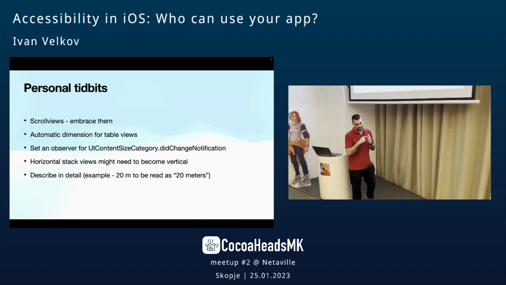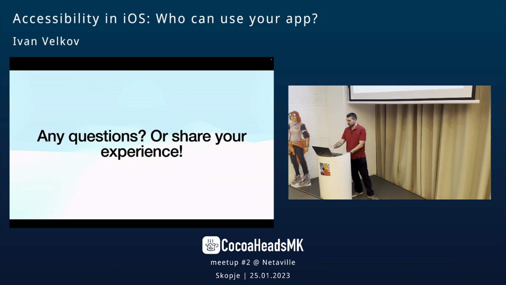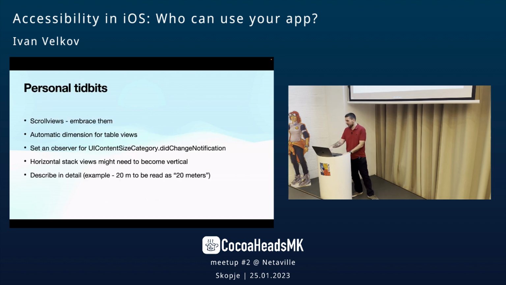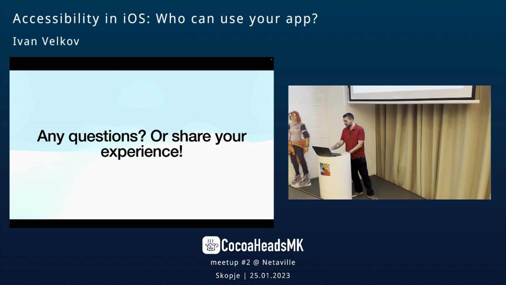If you have a label that has 20 meters, write it in the accessibility attribute as 20 meters, not just 20 m. Just be careful in situations like this, because otherwise it's not gonna cover everything. I don't have a lot of things to share aside from what I've done already.